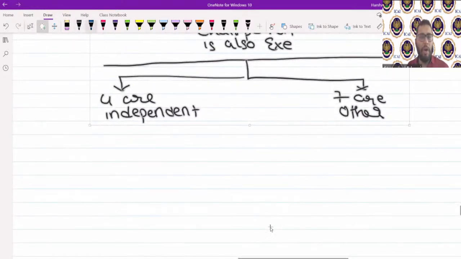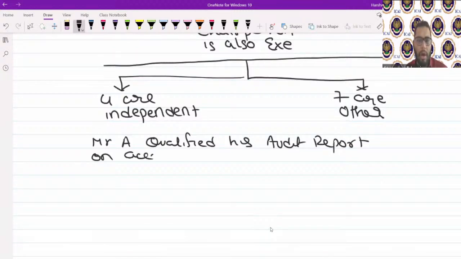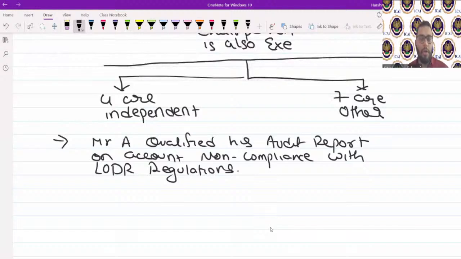After identification, what Mr. A did is, Mr. A qualified his audit report on account of non-compliance with LODR regulations. Okay, he qualified his audit report on account of non-compliance with LODR regulations. You tell me whether this is appropriate or not.